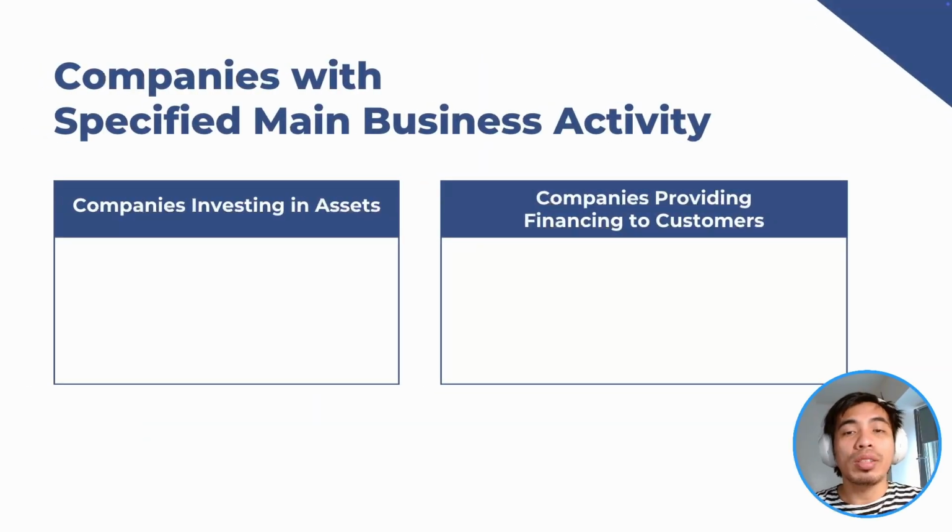So, what are these specified main business activities that I am talking about? IFRS 18 defines 2 types: companies investing in assets and companies providing financing to customers. Let's look at each one.